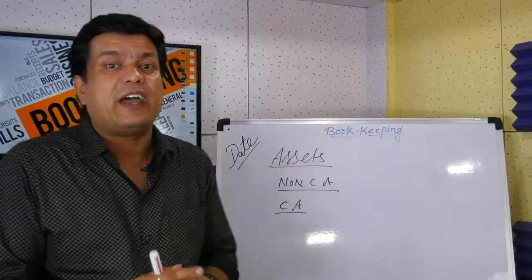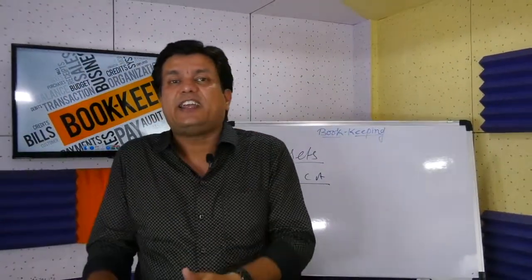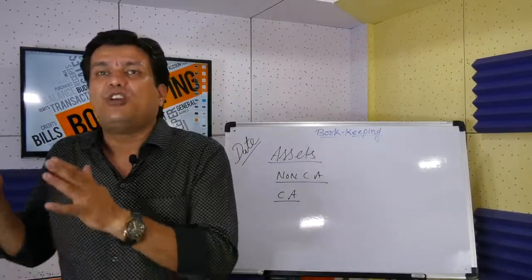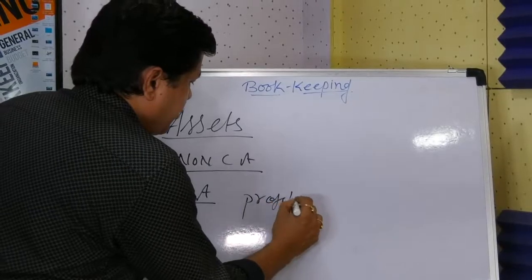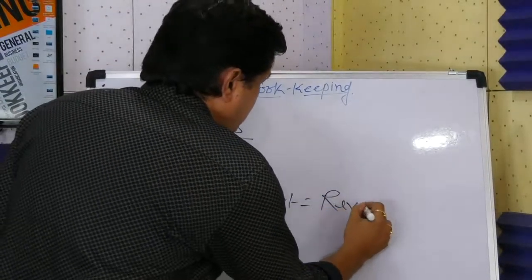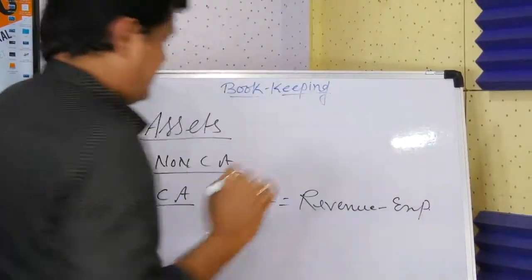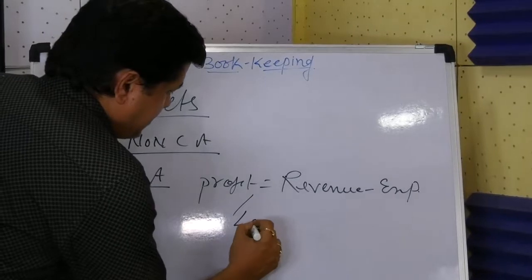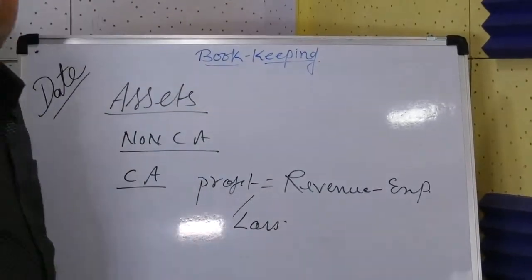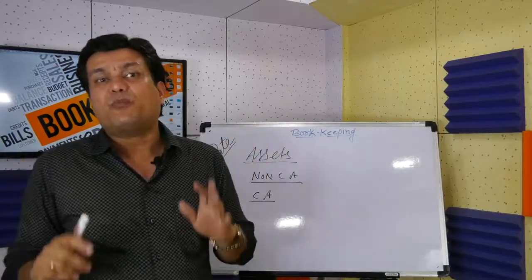If that is positive, it is termed as profit, and if it is negative, it is termed as loss. So what is profit? Profit means revenue minus expense or cost of revenue. If revenue exceeds, it is profit. If expense exceeds, it is loss. The next term is stock, the very important one.